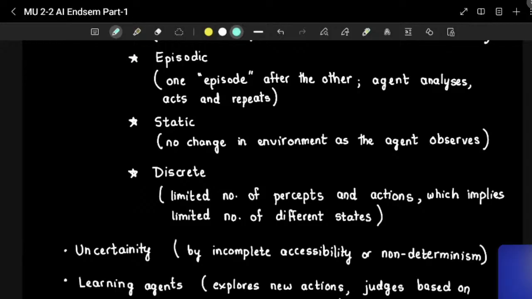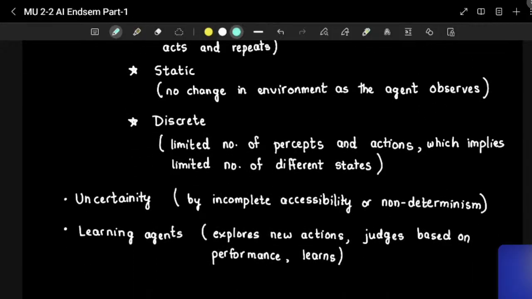Discrete is basically you can count all possible states of the environment. For example, does coin flipping come under this? I'm not sure, because whatever you do, it will either be heads or tails. There are only two possible states of the entire coin flipping environment. So you could say it is a discrete environment.